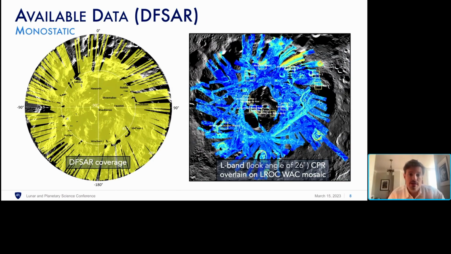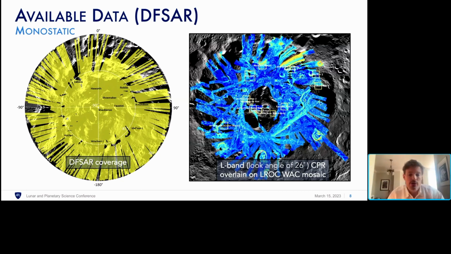we'll see the DFSAR coverage here. And here on the left, the mission has been concentrating on the polar regions, no surprises. So we've got really nice coverage here across the South Polar region. On the right, this looks at L-band data in particular, at a single look angle of 26 degrees in CC. It's not full coverage of the whole region, but they're currently filling it in as we speak.